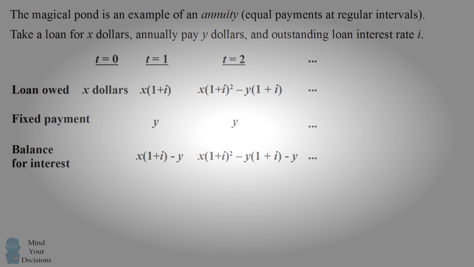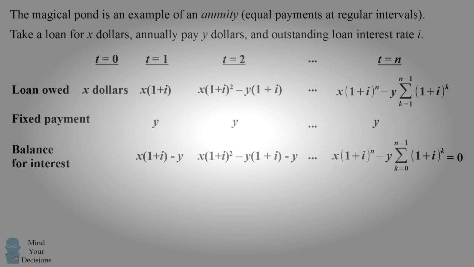So this pattern can continue, and we can imagine paying this off until n years. We end up with a formula that involves a geometric series. We then have one final payment of Y, which then changes the subscript on the geometric series. And we now want our loan to be paid off in n years. So we need this to be equal to 0. We can simplify this formula by using the sum of a geometric series up to n minus 1. This is the formula that we end up with.